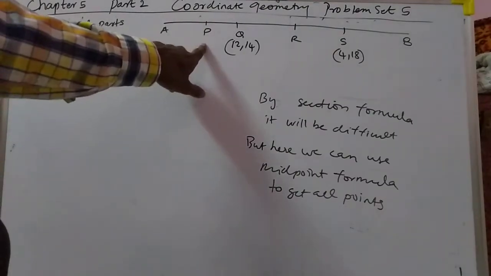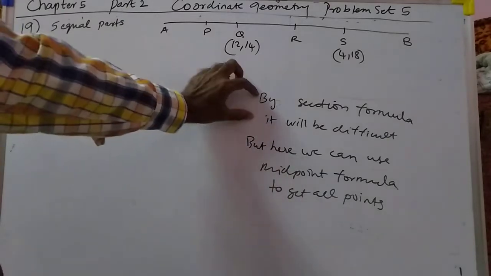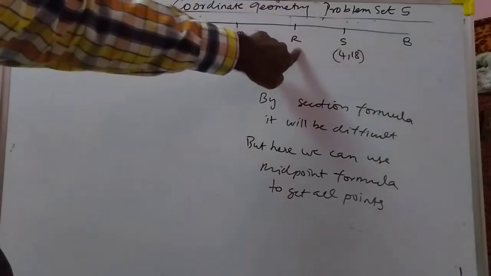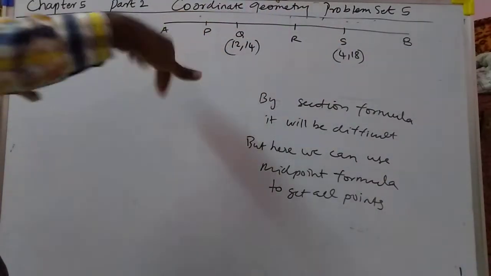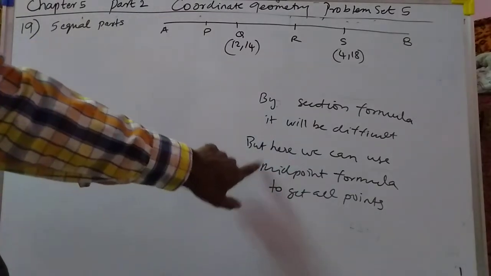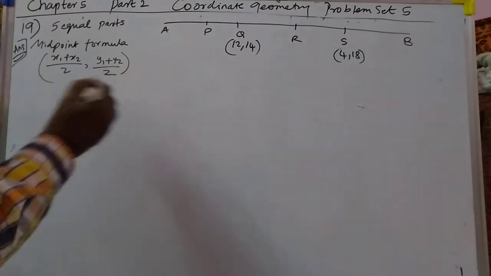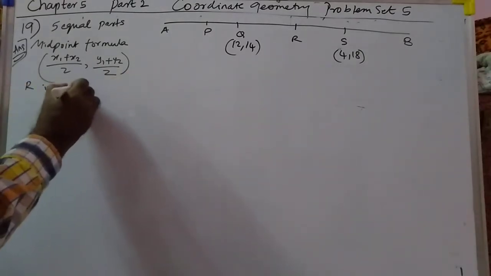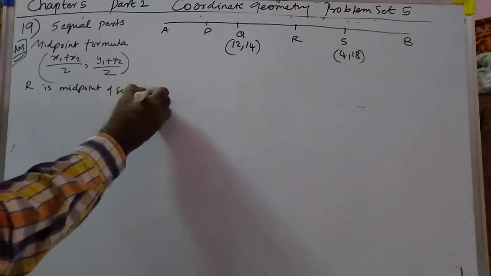Say here you want to find all these points, 5 equal parts. Section formula we can do it, but it will be very difficult, okay. It is the midpoint of this, so we can get this, then this is the midpoint, we can get this, so we can do this method, okay, with midpoint formula. Now R is midpoint of segment QH.